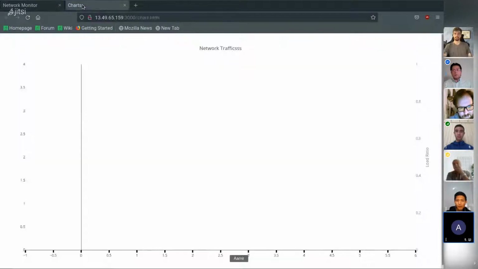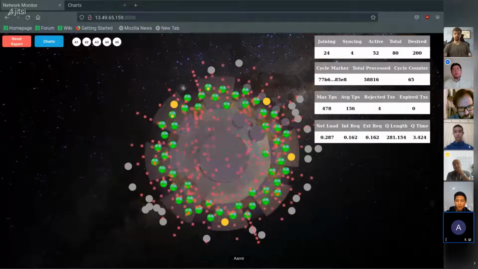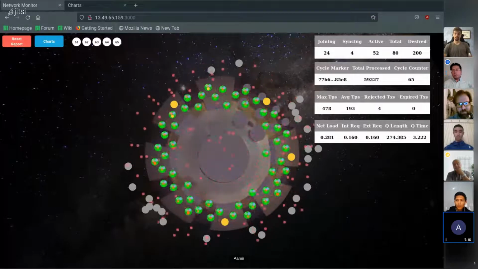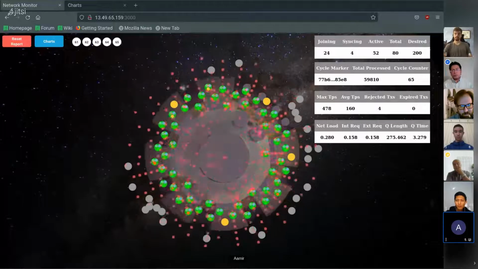One of the things that we're going to be doing next quarter is trying to see what the limits are of how large of a network we can push this up to.